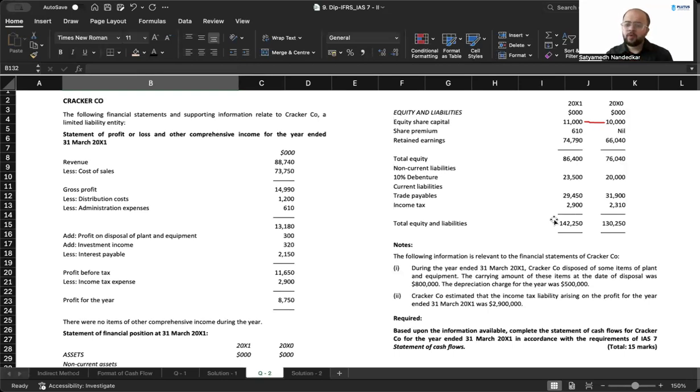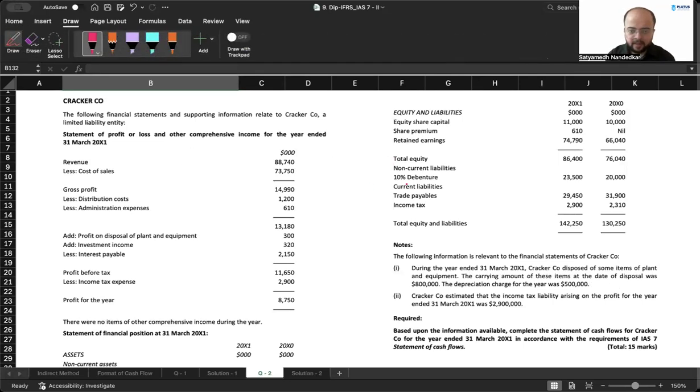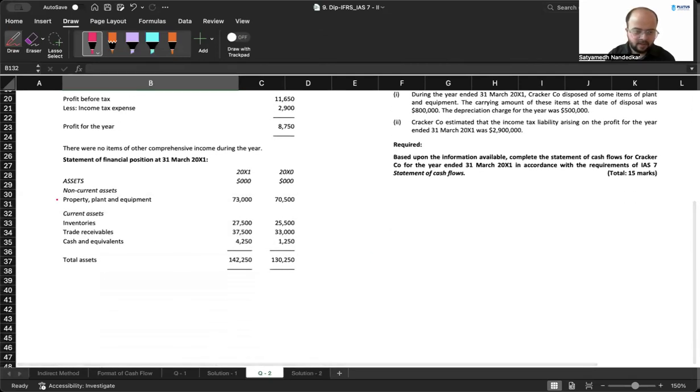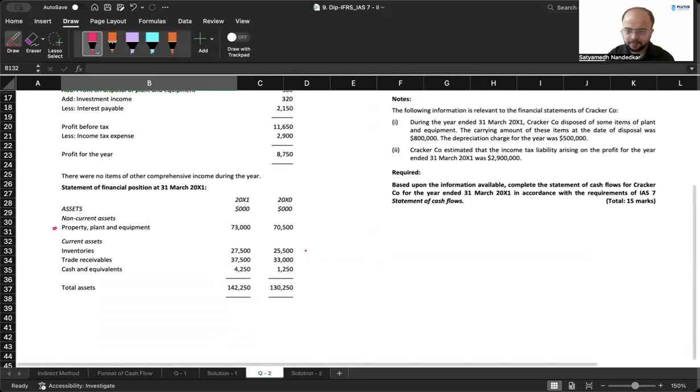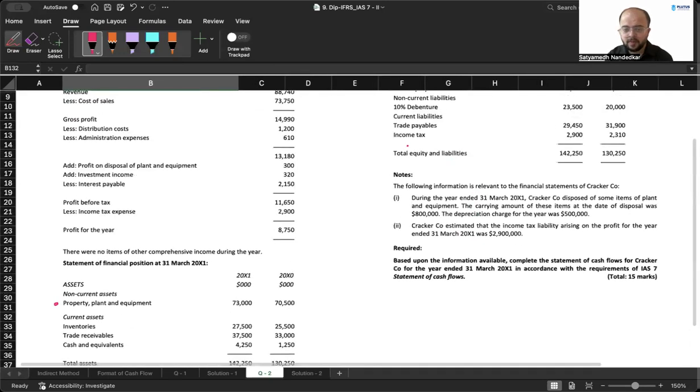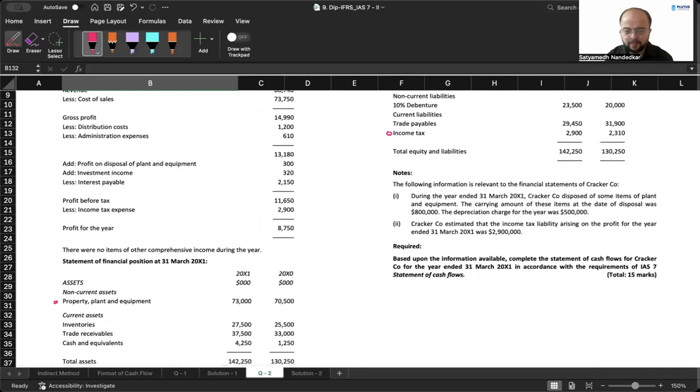Okay, one more full length question on preparation of cash flow statement. Again, we'll have to use the indirect method. Now look at the adjustments. Cracker disposed of some item of plant and equipment. Plant and machinery, where do I have? Yes, property, plant and equipment. Depreciation loss was, let's see. Cracker company estimated that income tax liability was this much. Something to do with this. Let's close these accounts first.